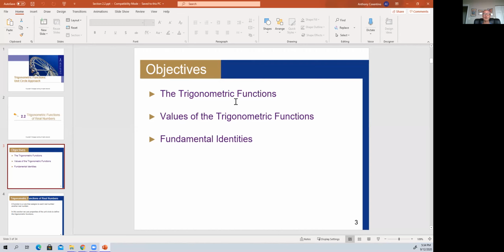Then we're going to show you again how to make some calculations using our table. And then talk about some identities again that we've alluded to in chapter 3 as well.